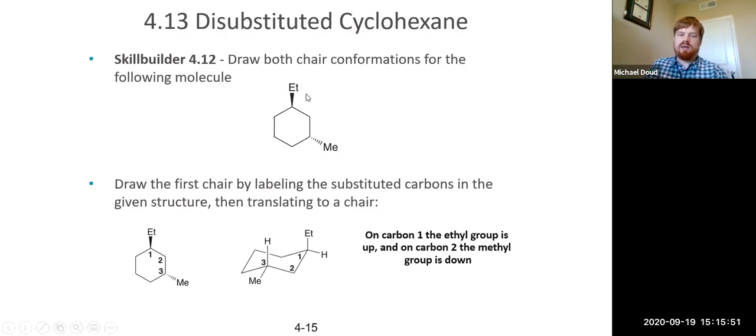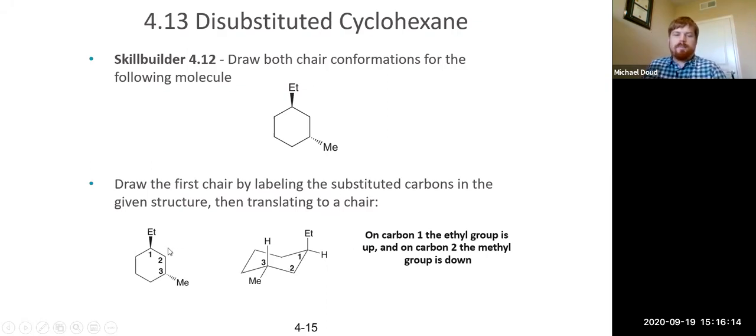Now, why don't you go ahead and work on this here using ethyl and methyl at a 1 and a 3 position on the cyclohexane. Draw the chair conformation and then flip it. So flip it and show what that's going to look like after you do that. So we'll do the chair conformation looking something like this.